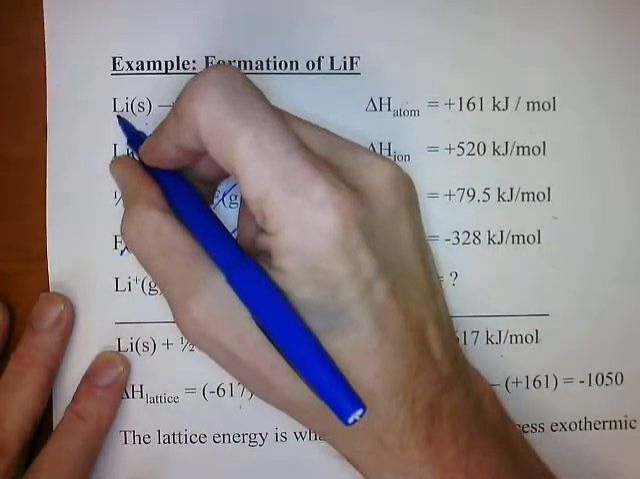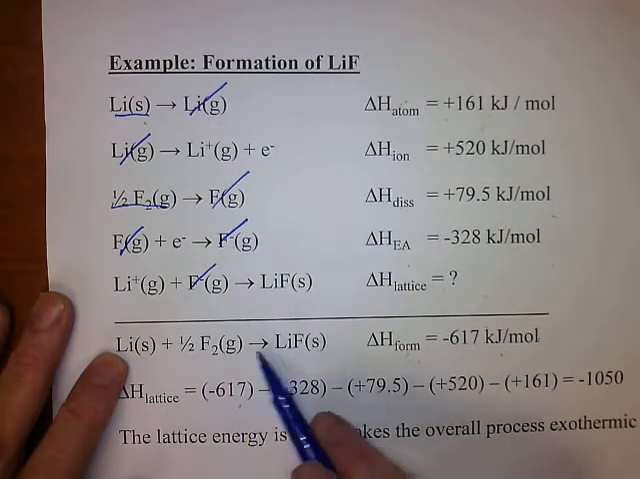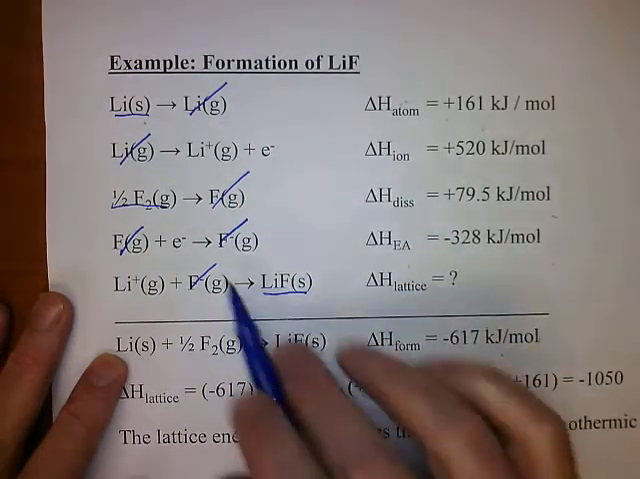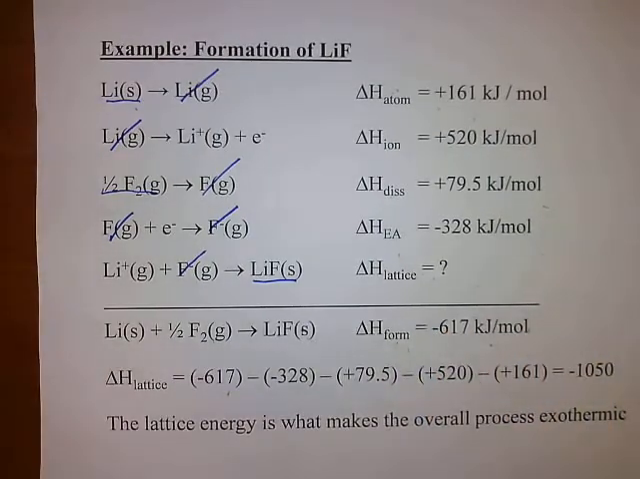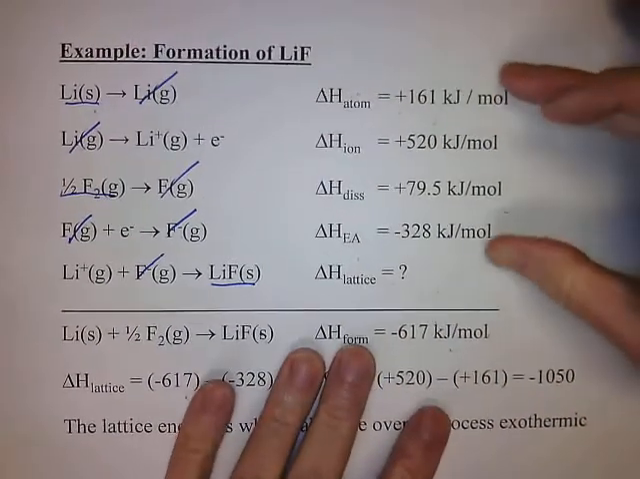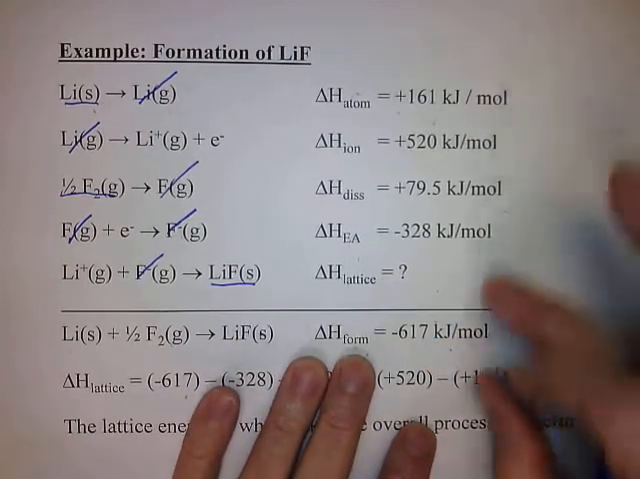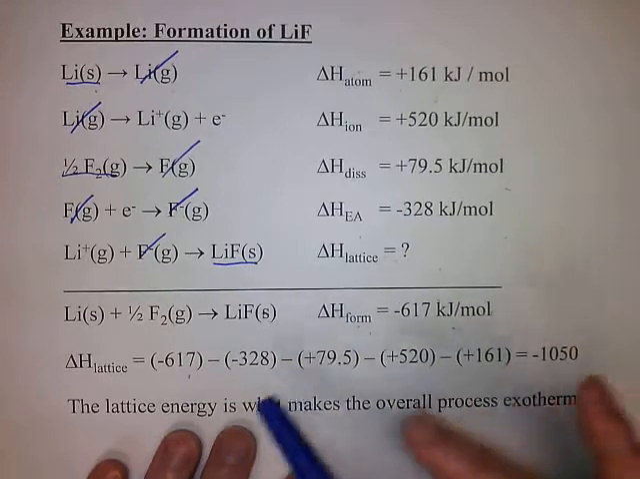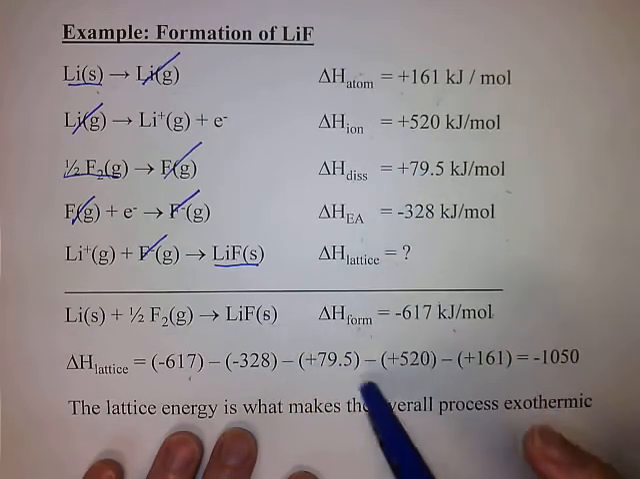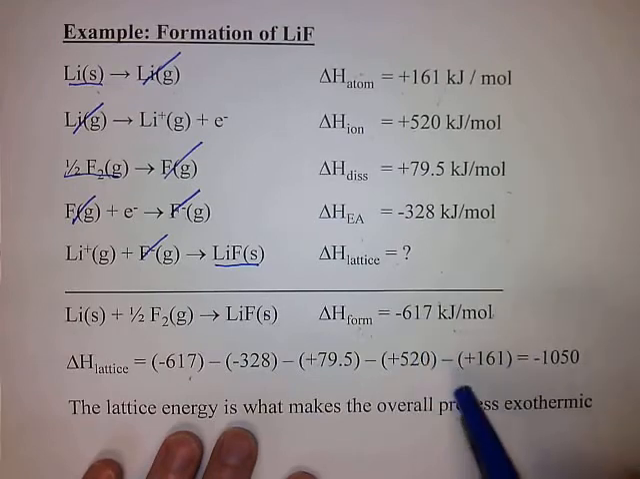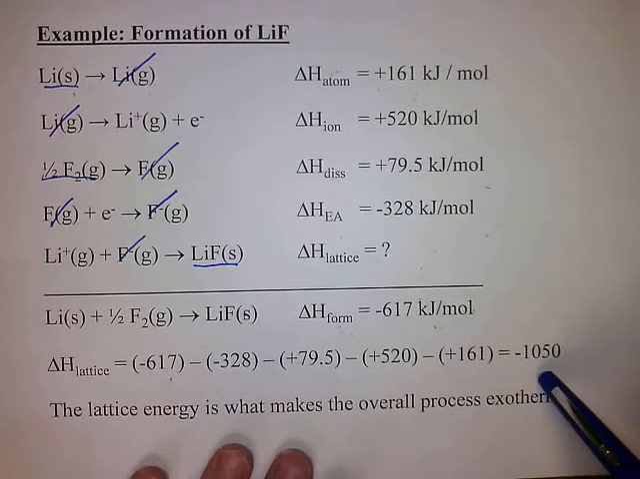This we keep, right? That's this, okay? And the 1/2 fluorine we keep, okay? That's this. And the lithium fluoride solid we keep. So everything else cancels out except for this reaction. So in other words, all these steps add up to this reaction. So what we have to do then is basically subtract these numbers from this, and we'll have the lattice energy. So rather than add them up and subtract them, I simply subtracted them one at a time. So minus 617, minus negative 328, minus 79.5, minus 520, minus 161, comes out to be minus 1050 kilojoules per mole, which is a whopping big number.